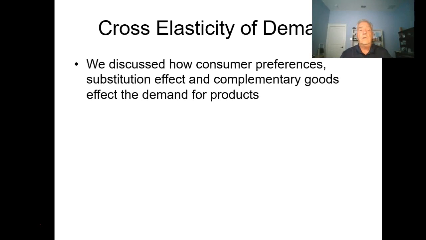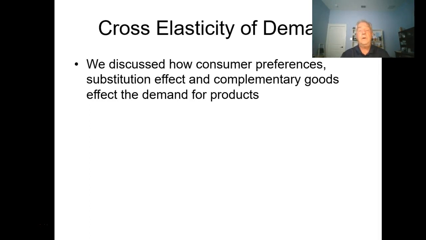Another thing that affects the elasticity of a product is cross-elasticity of demand. Now, this is simply comparing two products that are in the marketplace that we have the option or the choice to buy. So let's look at that. Consumer preferences, substitution effect, complementary goods are all things that we talked about before. Consumer preferences, for instance: I prefer steak over chicken, but if the steak price gets too high, I'll buy more chicken. Matter of fact, that's happening today.